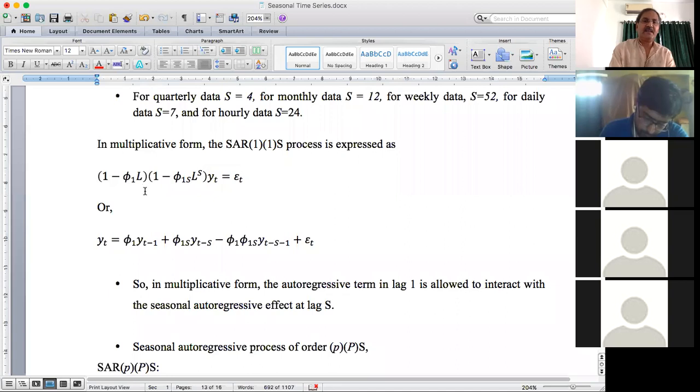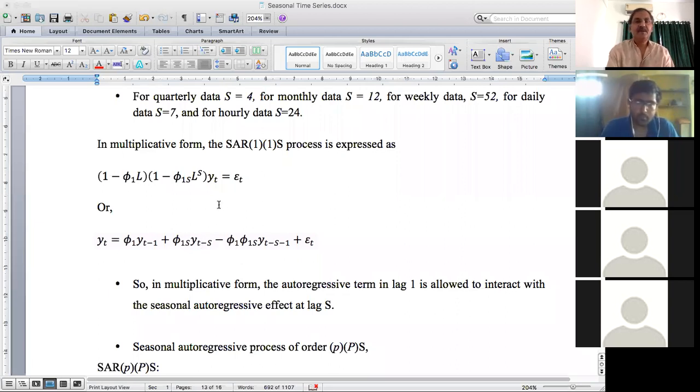After multiplication we will get four elements. First term will be yt, second term will be minus phi 1 L yt. Minus phi 1 L yt means phi 1 into yt minus 1 after taking it to the right hand side. Similarly, if you multiply this term into this term, phi 1 S yt minus S, L to the power S means t minus S.